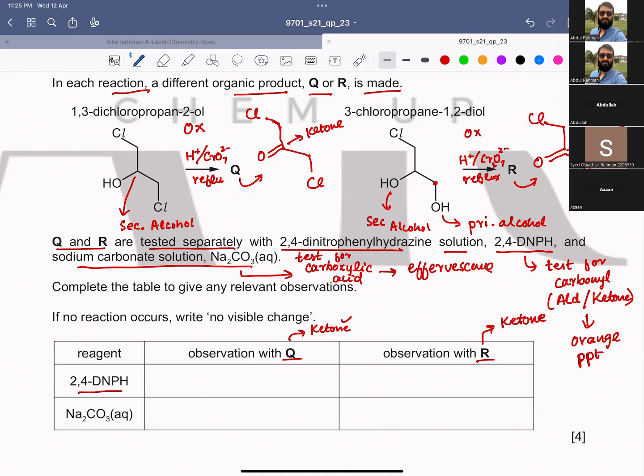So it means I'm going to observe the orange precipitate when Q is treated with 2,4-DNPH, and the same orange precipitate when R is treated with 2,4-DNPH. Is this understandable to everyone?